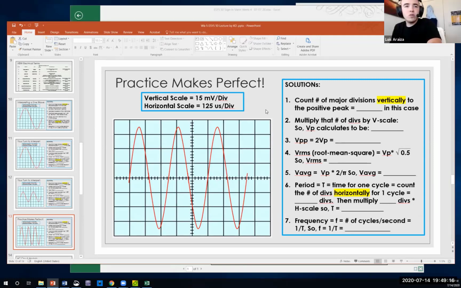I have a question. Would the major divisions be 2.5? Like for the vertical? I don't think they're 2.5. You want to count that a little more closely. 3.5? Sorry, yeah, 3.5. Oh, there you go. You missed the whole square. Yeah, 3.5 would be a whole lot closer.